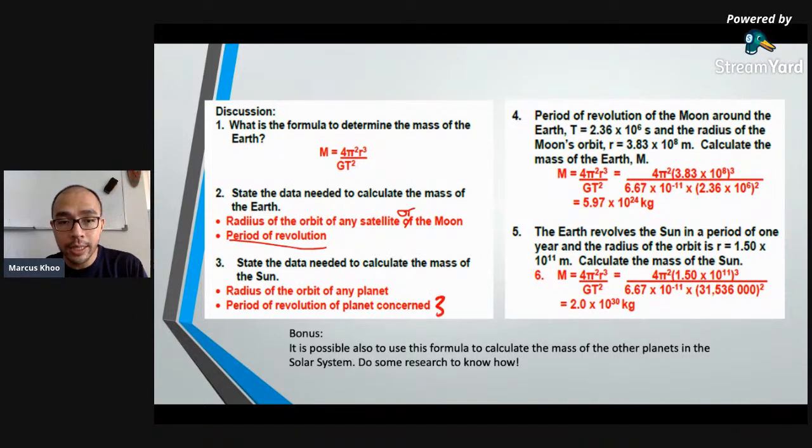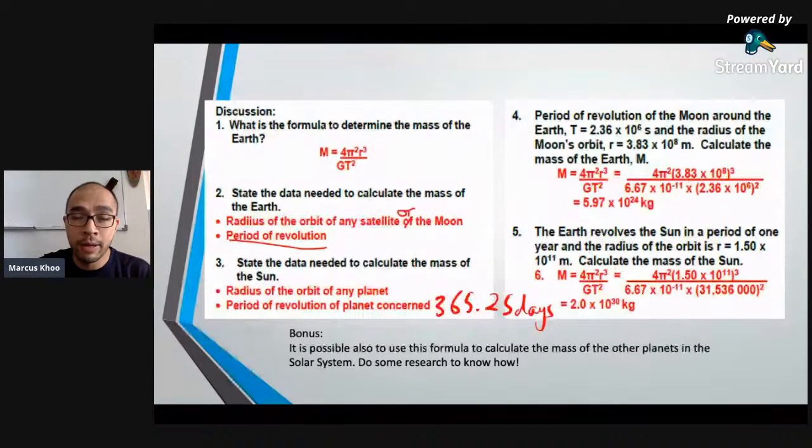365.25 days to revolve around the Sun. So this information is given here. Let's go to the Sun first. The Earth revolves around the Sun in a period of 1 year, and the radius of the orbit R is 1.5 times 10 to the power 11. That means the distance between the Earth and the Sun is about 1.5 times 10 to the power 11 meters. So we can use this to calculate the mass of the Sun.